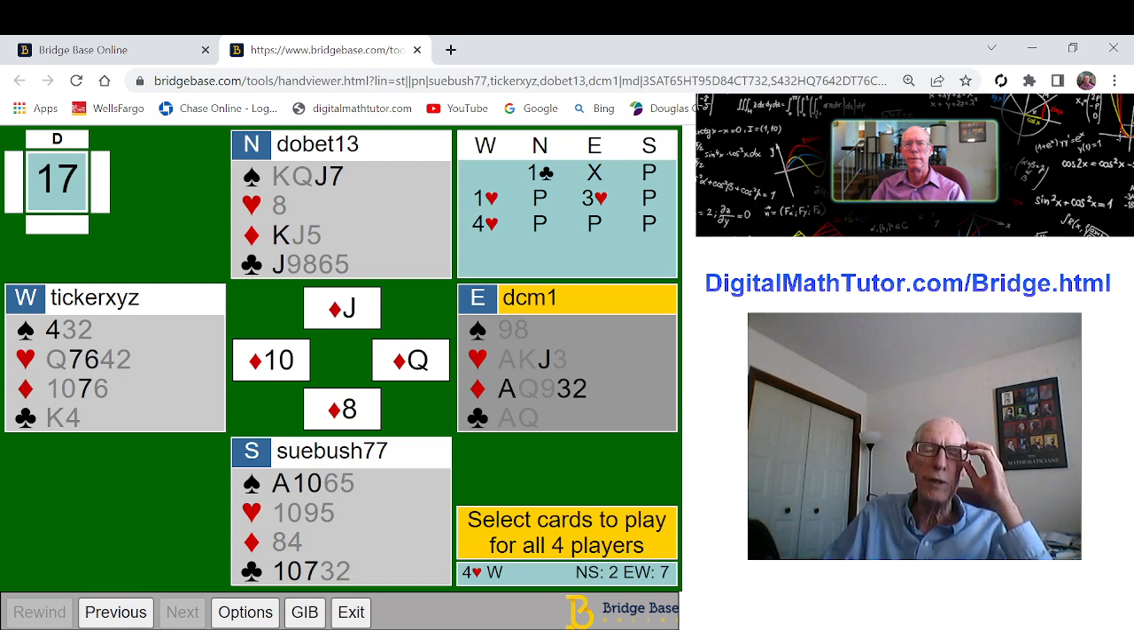So on this particular hand, the stripping of the side suits turns out to be the losing play. Because of the bidding and because of the fact that North has to have one of the two diamond honors, it's definitely the superior line of play to make 11 tricks, which at match points is huge.